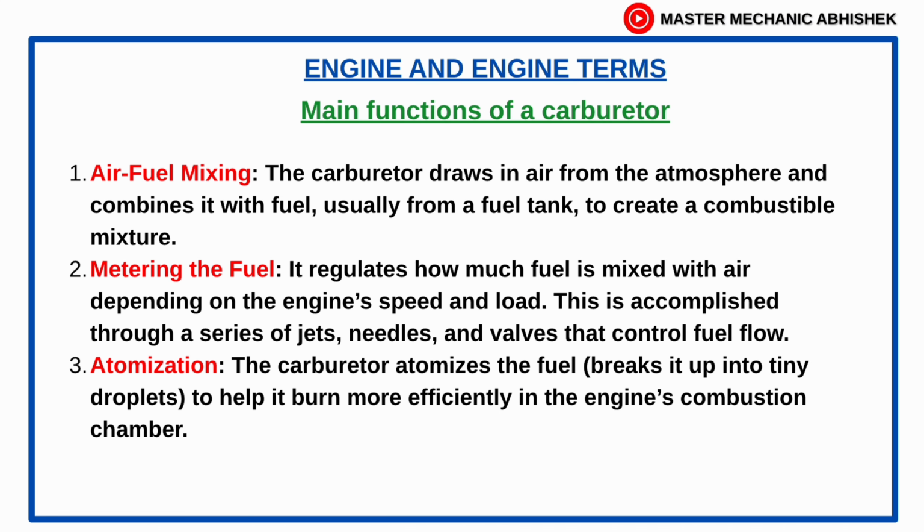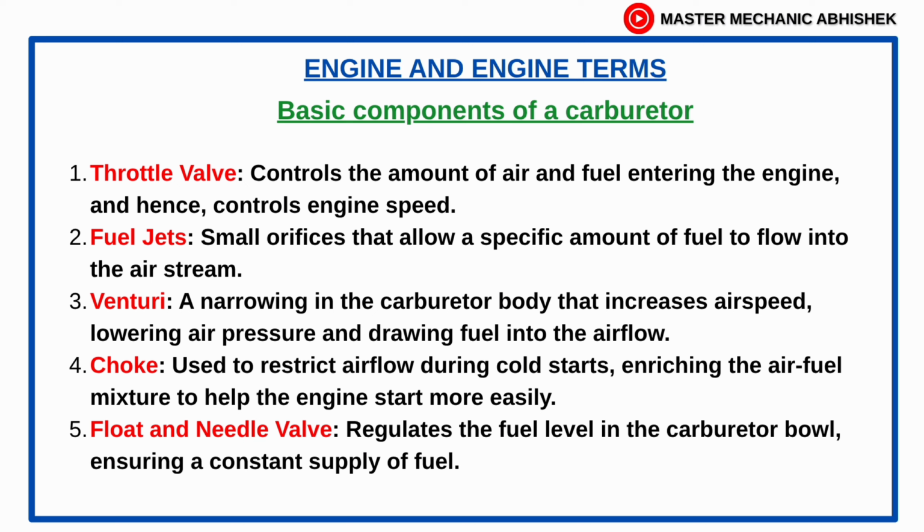Air-fuel mixing. The carburetor draws in air from the atmosphere and combines it with fuel, usually from a fuel tank, to create a combustible mixture. Metering the fuel. It regulates how much fuel is mixed with air, depending on the engine speed and load. This is accomplished through a series of jets, needles, and valves that control fuel flow. Atomization. The carburetor atomizes the fuel, breaks it up into tiny droplets, to help it burn more efficiently in the engine's combustion chamber. Basic components of a carburetor.